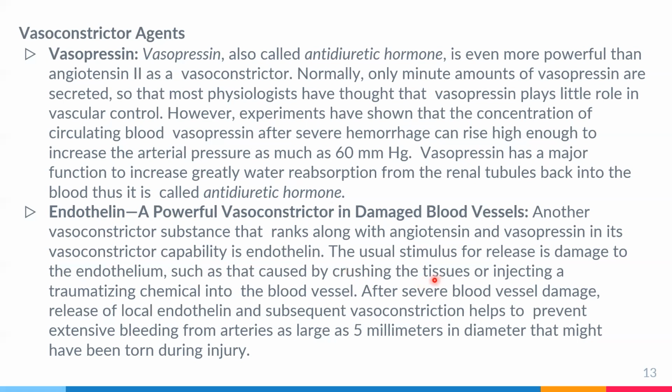The usual stimulus for release is damage to the endothelium, such as that caused by crushing of tissues or injecting a traumatizing chemical into the blood vessel. After severe blood vessel damage, release of local endothelin causes subsequent vasoconstriction, which helps prevent extensive bleeding from arteries as large as 5 millimeters in diameter that might have been torn during the injury.